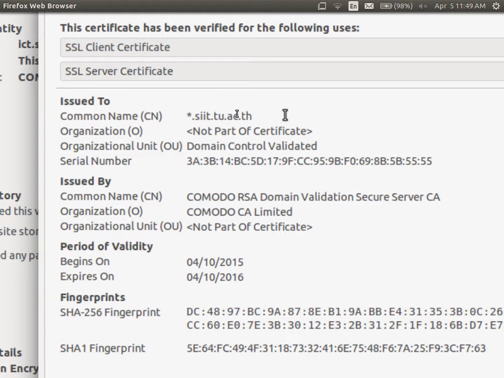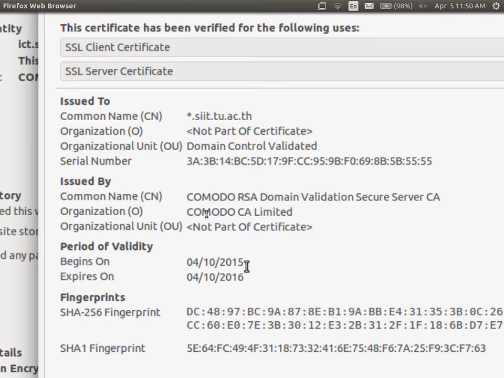So this is the server identifier. It's called the common name. The certificate authority, it was issued by a company called Komodo. And there's the specific entity involved, Komodo RSA Domain Validation Secure Server CA, certificate authority. Different companies may use different names and so on.